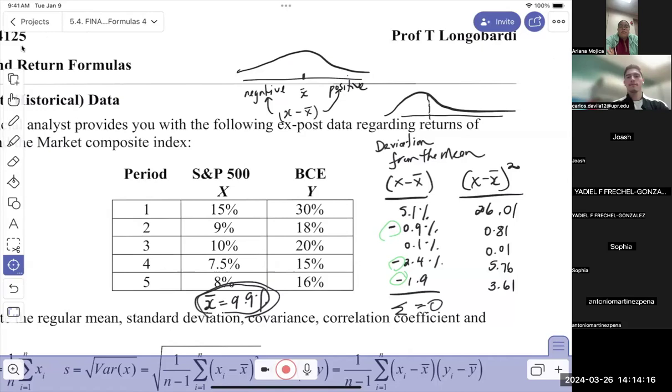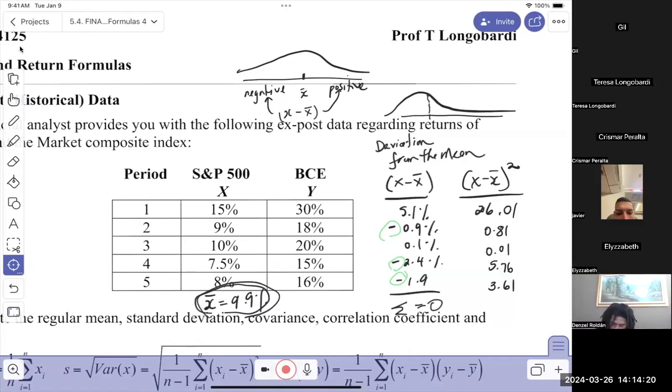Turn off your mic unless you want to talk to me, which I'm fine with, but you have background noise. BPs, Diego, what's BPs? Oh, basis points. Nope.